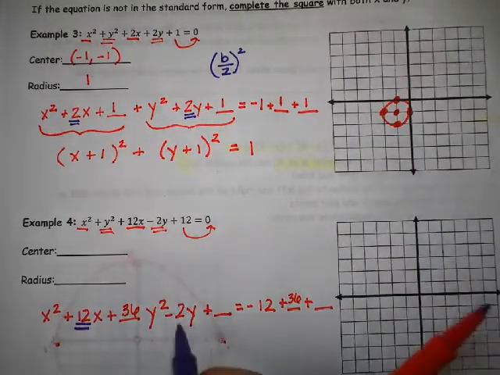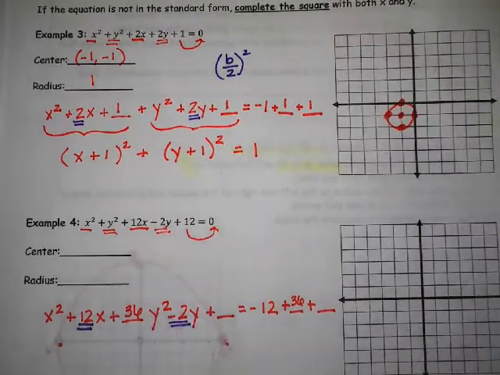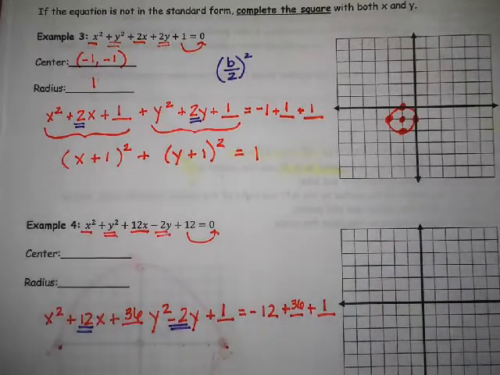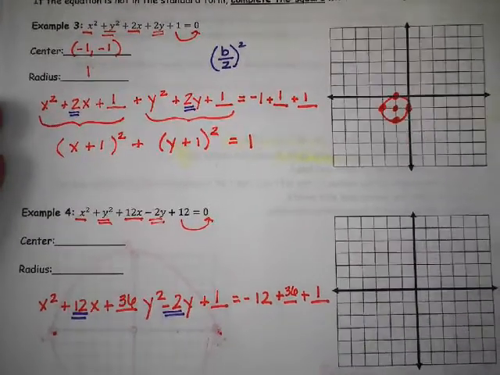All right, let's go to the y's. -2 is my b value. I cut it in half, it's -1. And when I square it, it is +1. So I'm going to add a 1 to both sides. And then I'm going to factor.